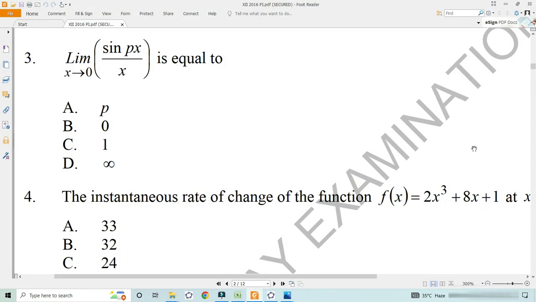In third MCQ, we have to find the limit of this function. We know that sin x upon x when x approaches 0 is equal to 1. To match with the theorem, we multiply and divide by p. And then applying the limit, we get p as answer.